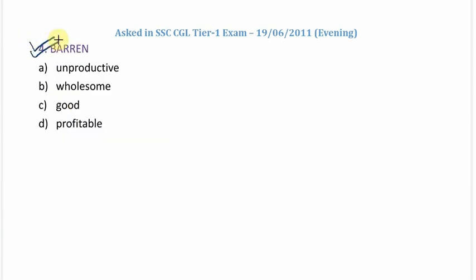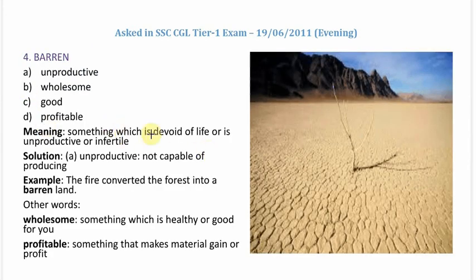So the fourth word is barren, and the options are unproductive, wholesome, good and profitable. So something which is devoid of life, or is unproductive or infertile is barren. So the synonym of barren is unproductive, and unproductive means not capable of producing. For example, the fire converted the forest into a barren land.